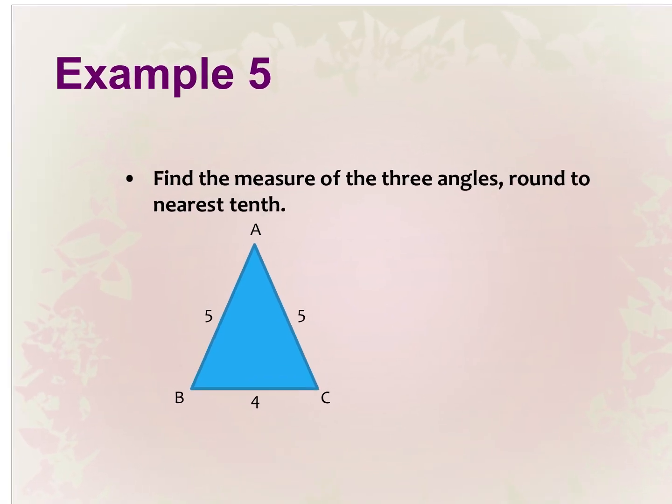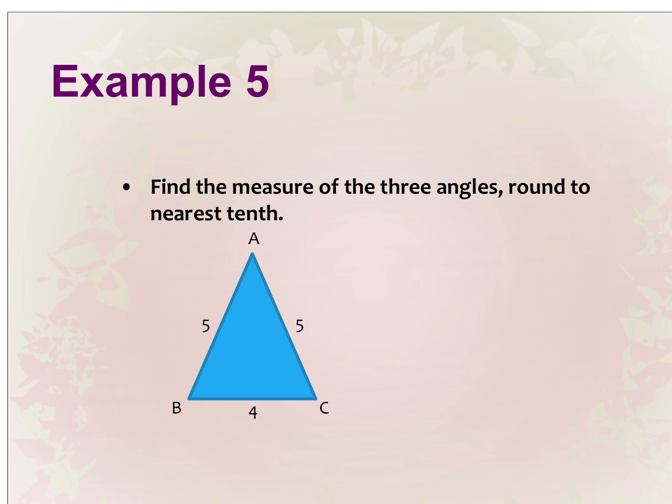In this next example, we have a triangle, right? And we're asked to find the measure of the 3 angles and round to the nearest tenth. But what's different about this triangle? It gave me all the sides, yep. It's isosceles. Is it a right triangle? No. But it is isosceles. How did Sophia know it was isosceles? 2 sides are the same. AB is the same length as AC.